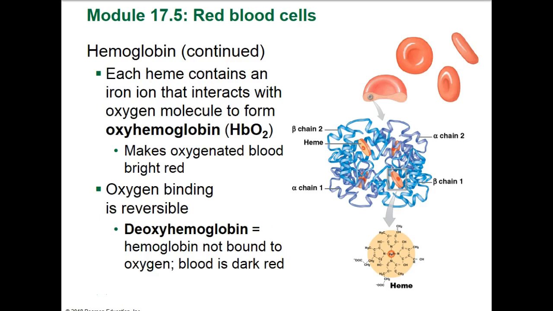Each heme has an iron ion that interacts with the oxygen molecule. And when it does bind, we call it oxyhemoglobin, or we write it out as HbO2. When that happens, your blood becomes bright red. Oxygen binding is reversible. When it loses oxygen, we say it's deoxyhemoglobin, and then it is dark red.